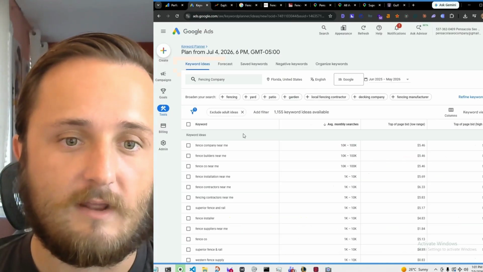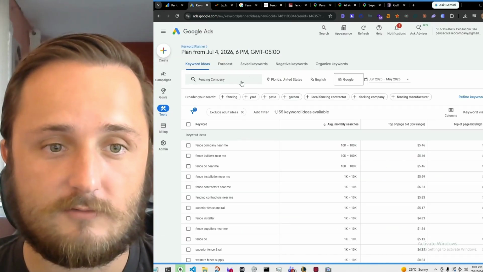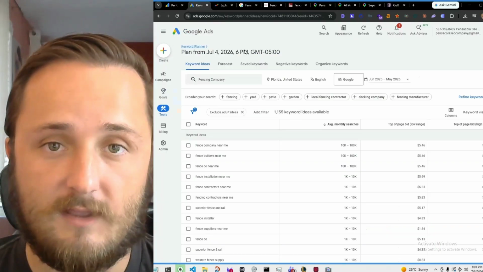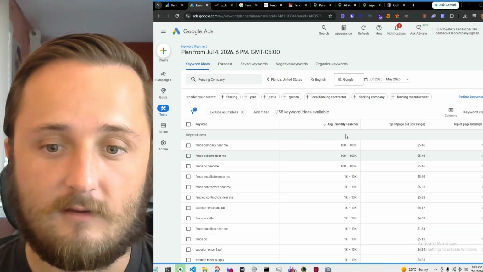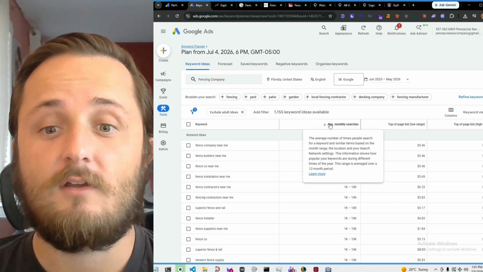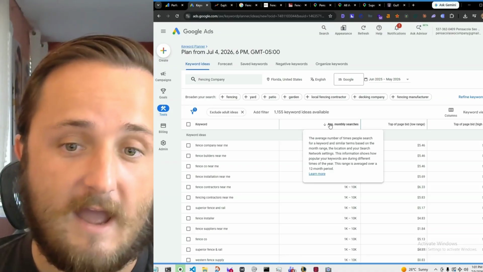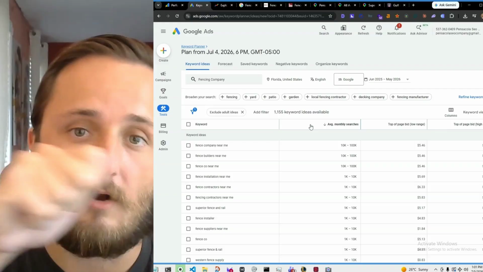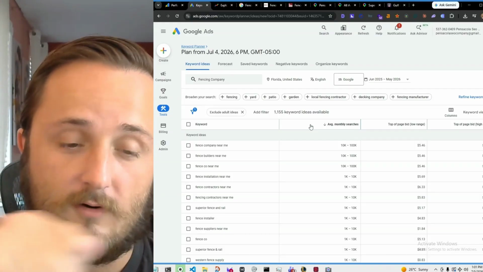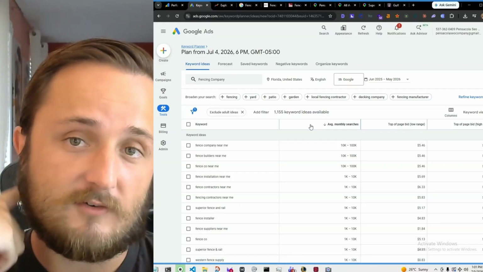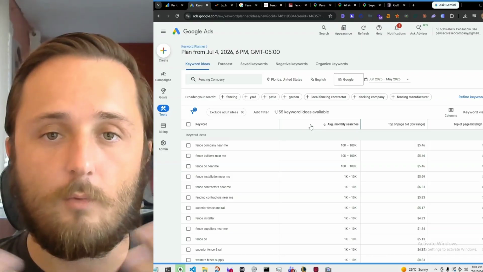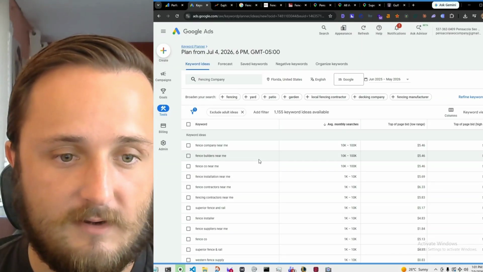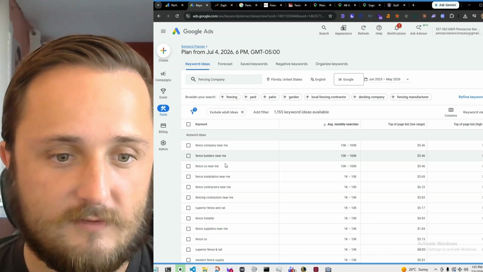So then what I like to do next is I will search this top level keyword we found in the keyword planner in Google Ads, because this is going to give me actual search data, like average monthly search data. This is just getting us a very broad paintbrush stroke to give us an idea of what we want to be targeting. So as we can see here for the top level one, we've got fence company near me. We've got fence builders near me.